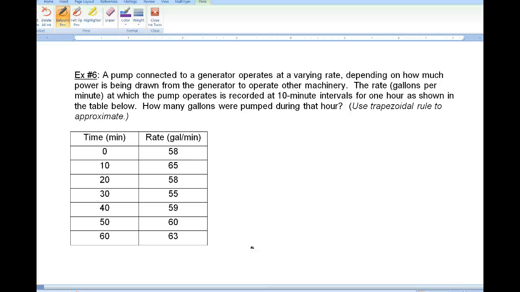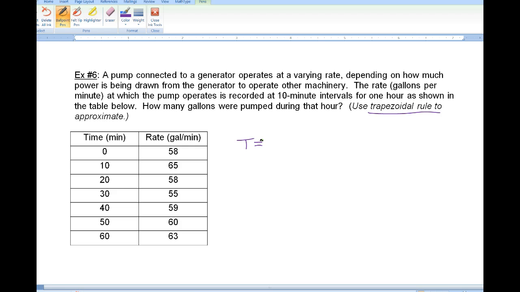Right. Okay, last one. This one we're going to use trapezoidal rule. Okay, so a pump connected to a generator operates at a varying rate, depending on how much power is being drawn from the generator to operate other machinery. So this is the rate in gallons per minute at which the pump operates. It's recorded at 10-minute intervals for an hour. Okay, so we're going to use trapezoidal approximation. So this is nothing new.